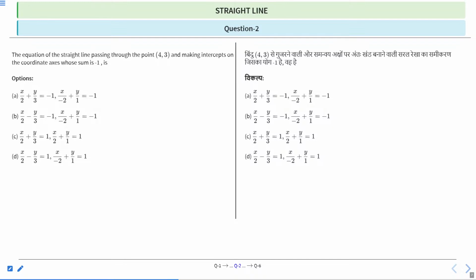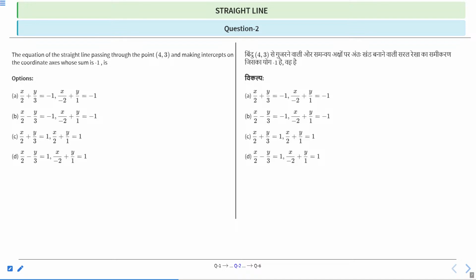Question number 2 says: the equation of the straight line passing through the point (4, 3) and making intercepts on the coordinate axes whose sum is -1 is. So the hint of this question is that we know the equation of a straight line in intercept form. Suppose the straight line is making intercept (a, 0) with the x-axis and (0, b) with the y-axis.